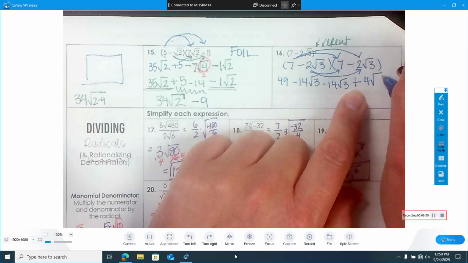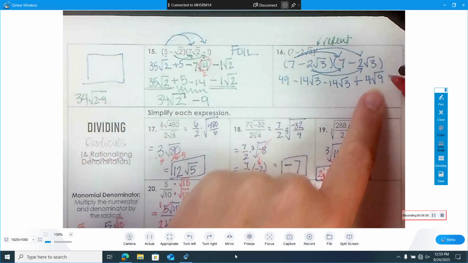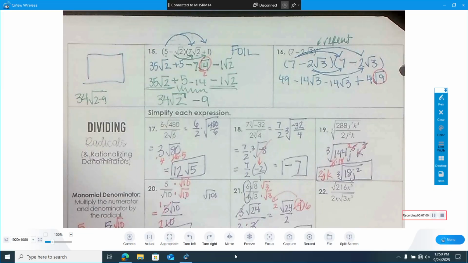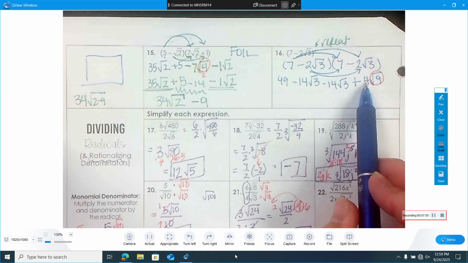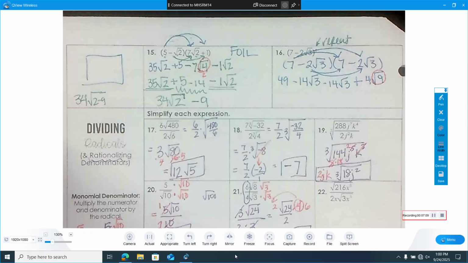plus 4 root 9. Good. Which again, that cleans up, doesn't it? Yeah, radical 9 is a perfect square there. And again, the regular numbers multiply. Negative 2 times negative 2 gives us a positive 4. Radical 3 times radical 3 becomes radical 9. Got to keep with your like kind, really, is what that becomes.